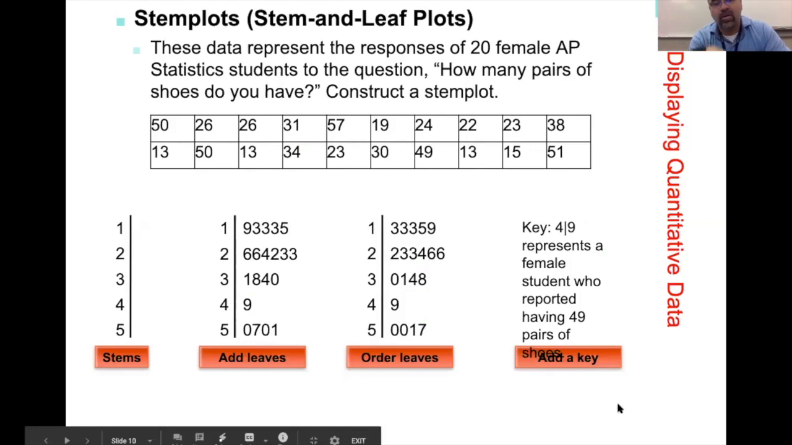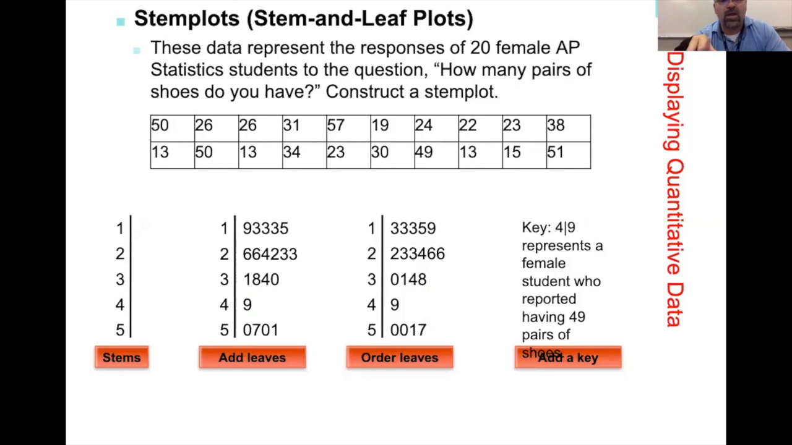There's a little overlap there. I'm using Google Slides here, guys, so there may be some font problems, and I can see it over there on the right-hand side. So if you look at all these numbers, notice that they range from a low of 13 up to a high of 57. And so my stems then are going to be the tens digits, which is why they've done stems 1, 2, 3, 4, 5. Okay, then we add the leaves. So we just go across, like, okay, the first one's 50, so 5, 0. The next one's 26, so put a 6 on the 2s. Another 26, put another 6 on the 2s. Just get them on there, then reorganize them so that they're in order.